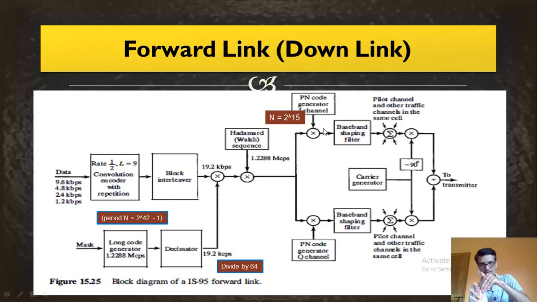From the base station to this person, the communication is called the forward link. Fine. From a base station to this is a forward link. So this is a modulator which modulates and sends the signals to the mobile station.